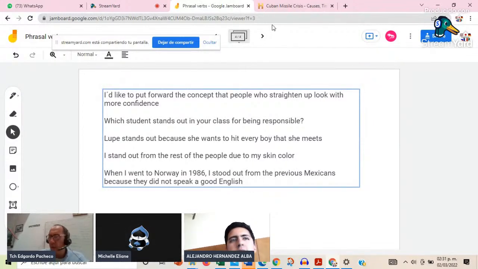But you stand out from. Like here, I stood out from the previous Mexicans. You stand out from the crowd. Yeah, perfect. So can you read it with this new addition, Mitch, please? That guy stands out from the crowd with his neon pink color of his hair. Okay, very good. And yes, people stand out with that type of color.